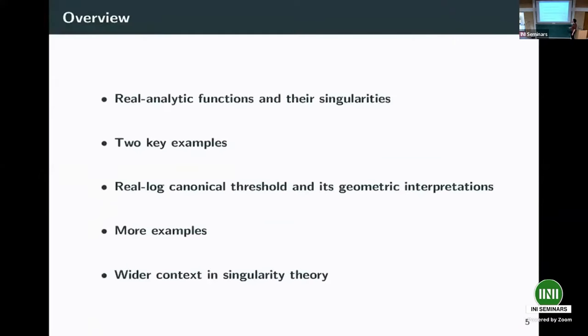All right. So in the part on singularities, I will introduce my geometric setup, my real log-canonical functions and the singularities. I will discuss two very simple but key examples of the behavior that's captured by the real log-canonical threshold. Then we'll see that it has many geometric interpretations, so it's a nice invariant with several different analytic interpretations. I will explain a few more examples, and I will comment on some of the wider context in singularity theory.